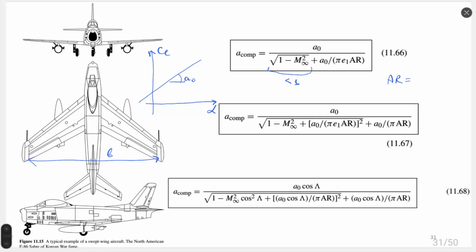b squared divided by the area of the wing, the planar area of the wing. It's always bigger than 1. It's positive. Some value like 7, 10, 15, depending on the airplane.